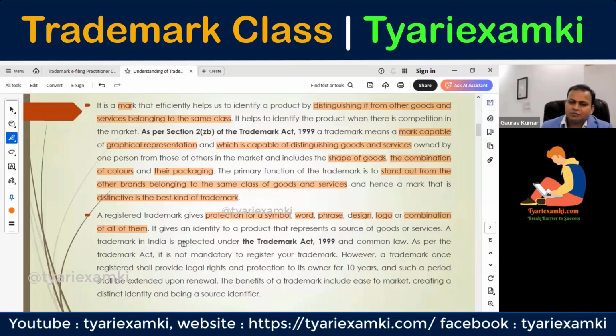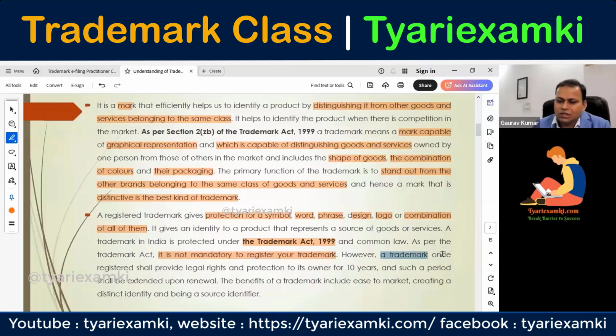A trademark in India is protected under the Trademark Act 1999 and the common law. As per the Trademark Act, it is not mandatory to register your trademark. The Act does not say that every trademark, brand name or logo should be registered. It is your right to protect your goods and brand name before someone steals the brand and makes use of it.